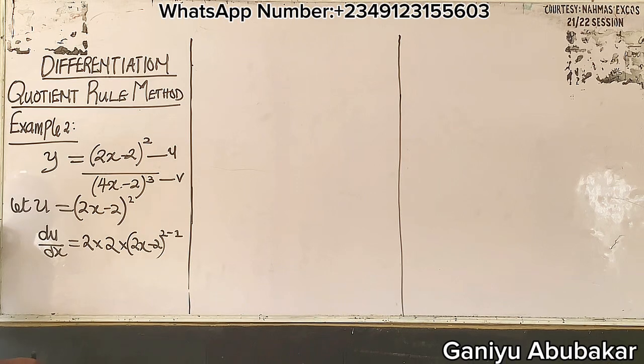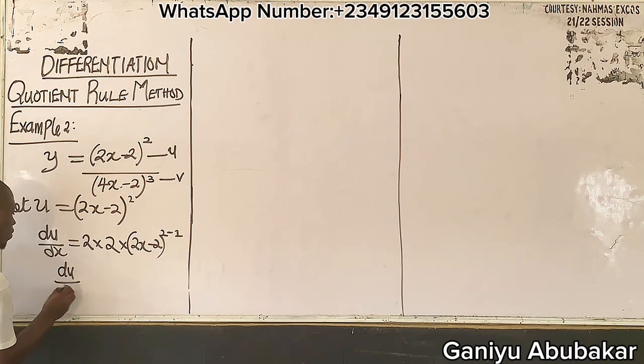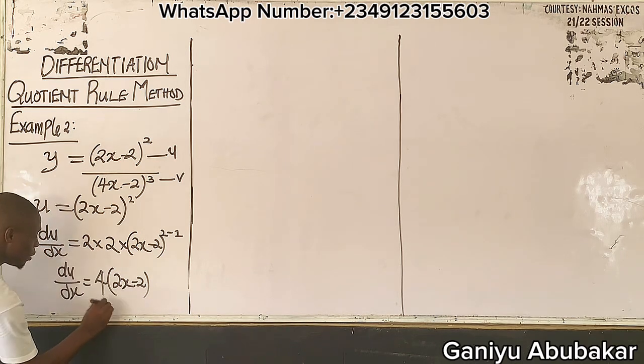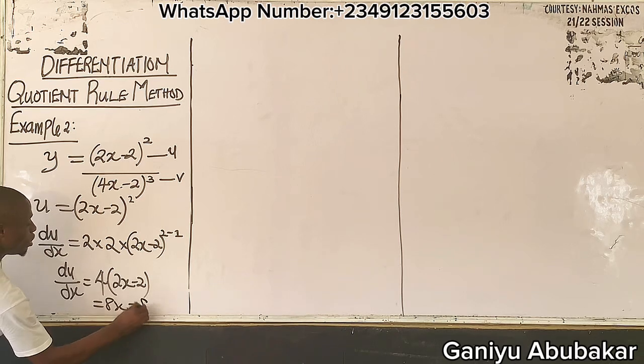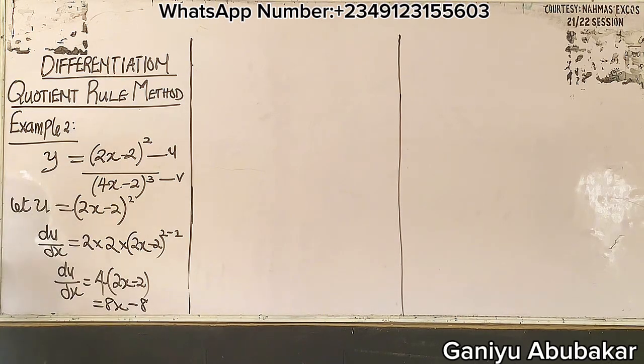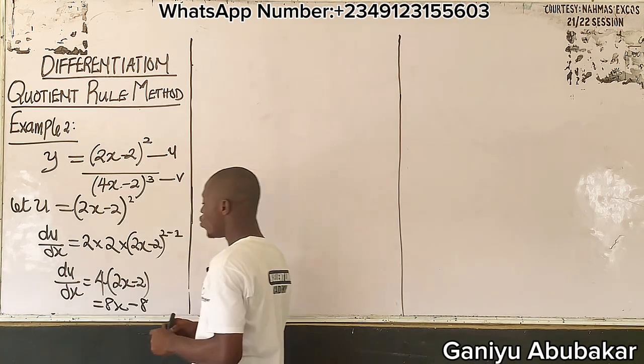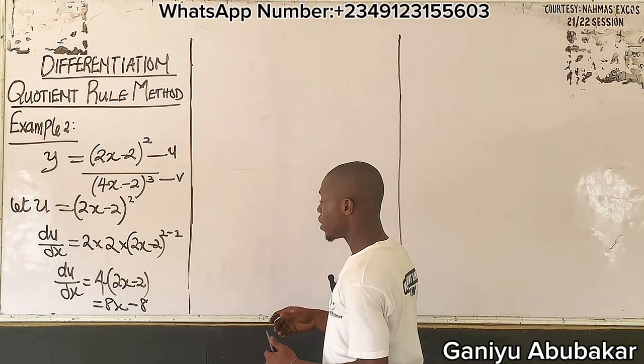Very important, please, I'll drop the link to the chain rule shortcut video in the description. From here, du/dx will be equal to 4 into (2x - 2). If I want to, I can expand and say 4 times 2 is 8x, minus 2 times 4 is 8. So 8x - 8 is my answer for du/dx.